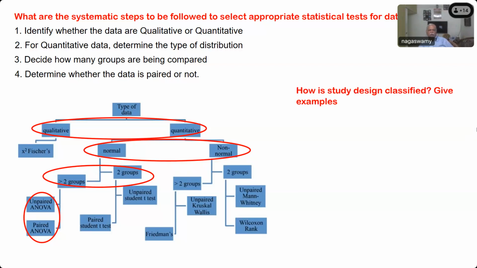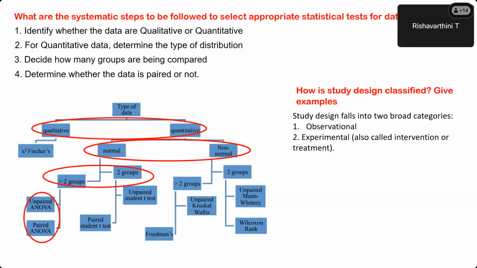So how is a study design classified? Give some examples. Randomized control study, animal studies, experimental studies, interventional control study, cohort, observational. The first classification, observational or experimental? Experimental, excellent. That is the first classification.